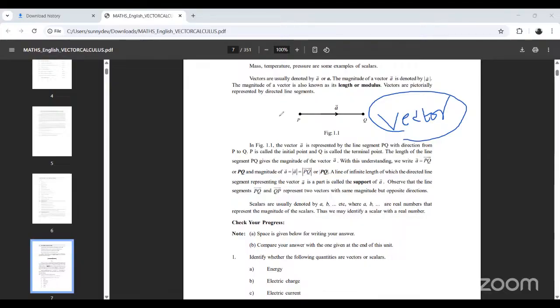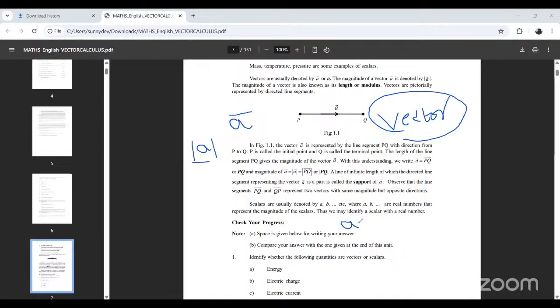Suppose A is a vector. What is its length, its magnitude? The modulus of the vector, we write as modulus of A. So A is a vector, then the length or modulus of A is the length of the vector.